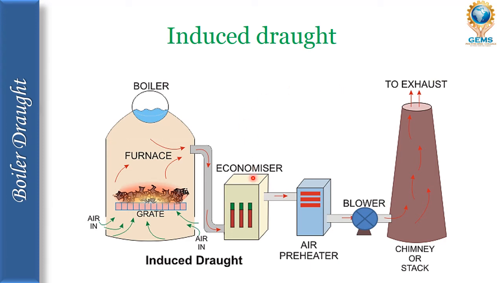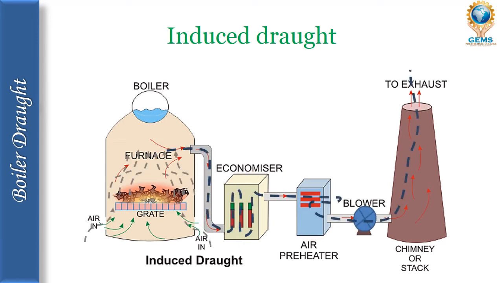So this is the induced draft system. How does this induced draft system work? Let's see. When the blower starts, air from the atmosphere goes to the furnace and oxidizes the fuel, and the exhaust gas goes to the economizer and the air preheater, and then goes to the exhaust through the chimney or stack.